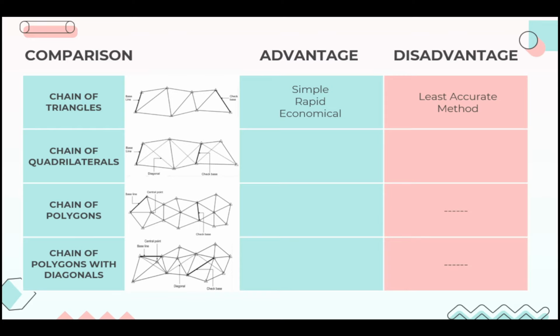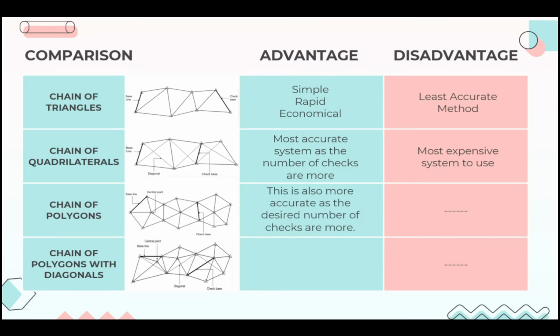For the chain of quadrilaterals, it is the most accurate system as the number of checks are more. However, it is also the most expensive system to use, but it's still desired knowing that it provides the highest accuracy, so it's still worth it. Now, both in chain of polygons and chain of polygons with diagonals, it is also accurate as the desired number of checks are more, in comparison to the chain of triangles.